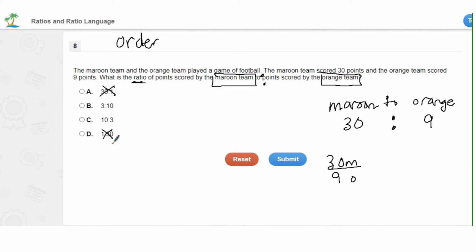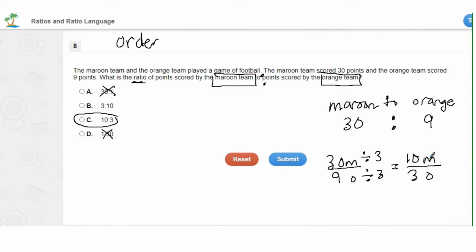And without even knowing how to do this, since the maroon is the first term and the maroon is higher, I can automatically say that I'm going to pick this answer, because maroon is higher and it needs to be higher than the orange. If you want to get the direct answer, you can simplify. 30 and 9 are both divisible by 3. So I can divide my numerator and denominator by 3. And I have 30 divided by 3 will give me 10 maroon. And 9 orange divided by 3 will give me 3 orange.